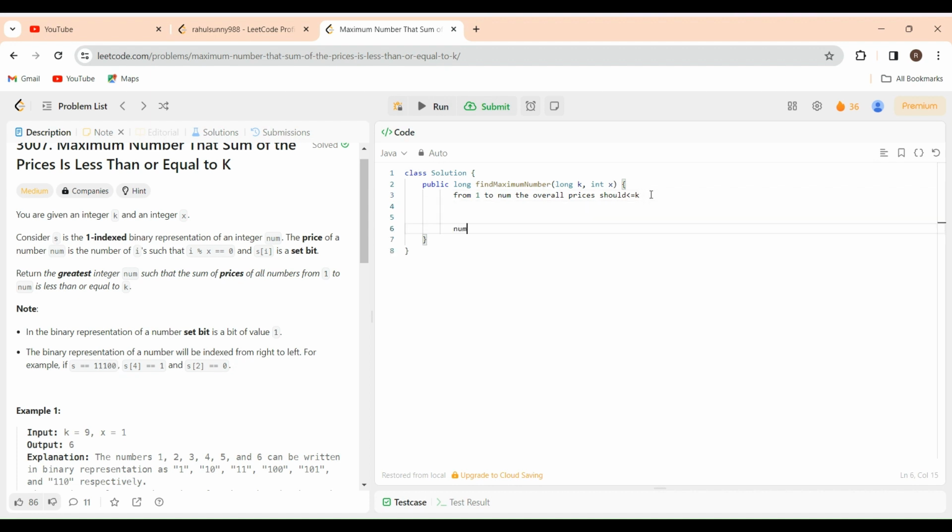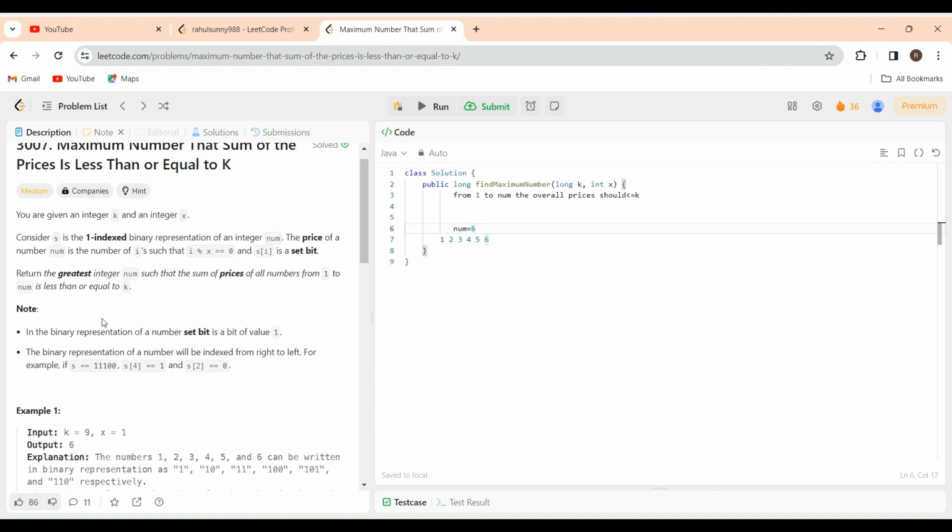If we say num is equal to 6, then from 1 to 6 we have the overall price of 1, of 2, of 3, of 4, of 5, and of 6. We have to sum all these prices, and if they are less than or equal to k, then we can consider the number a valid number. So we have to find the greatest integer num such that the sum of prices of all numbers from 1 to num is less than or equal to k.